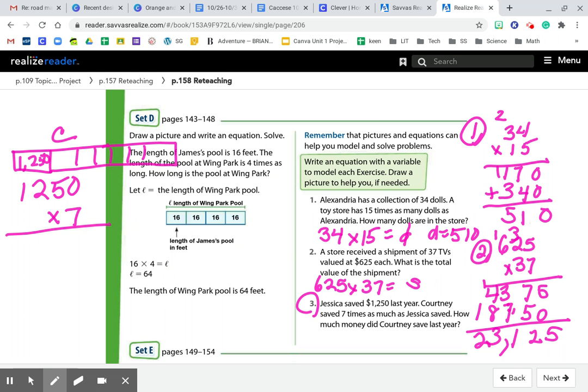7 times 0 is 0. 7 times 5 is 35. Put the 5 down, carry the 3. 7 times 2 is 14 plus 3. And 7 times 1 is 7 plus 1 is 8. So the equation would be 1,250 times 7 equals Courtney, or something like that. And then our answer would be Courtney equals 8,750.